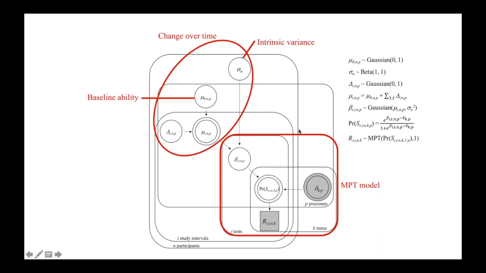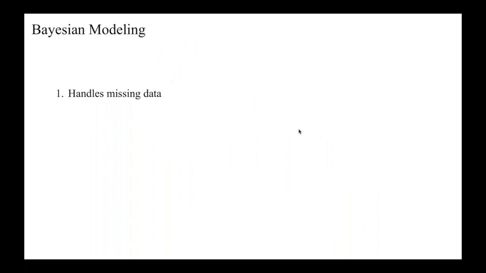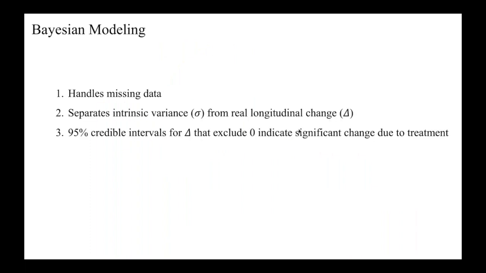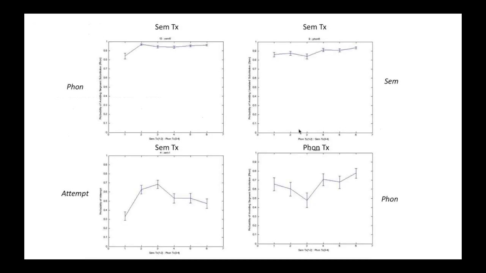So you have some starting ability, you have some intrinsic variance, some day-to-day variability. If you have two PNTs on the same day, the ability is going to change. And then you have real change due to the therapy in between the intervals. So this handles missing data, it separates intrinsic variance from real change, and it gives 95% credible intervals for the change that allows us to do statistical tests to say, you know, how confident are we, and make inferences that this is statistically significant real change.